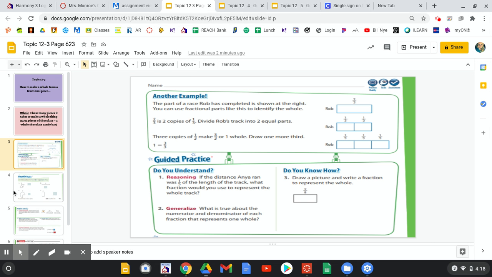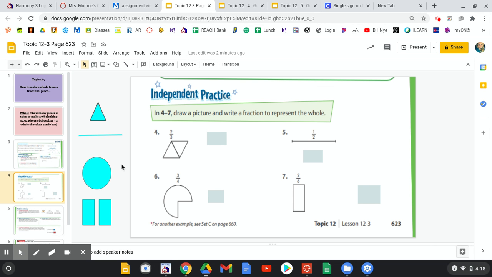We're going to go ahead and skip down. This is what the page looks like, but we're going to skip down to number 4 because these are what it's going to be having us do on Solvus. So make sure you read all of the directions when you're doing math. This says independent practice. In 4 through 7, draw a picture and write a fraction to represent the whole. So they already have a picture here, but we have to make this picture into the whole, and then we also have to give the fraction that represents the whole.